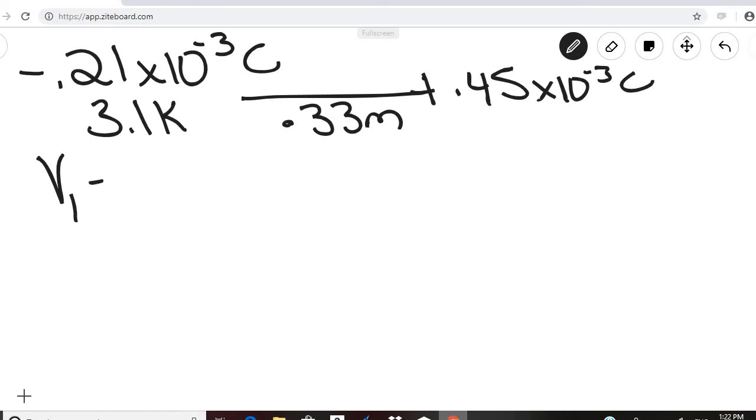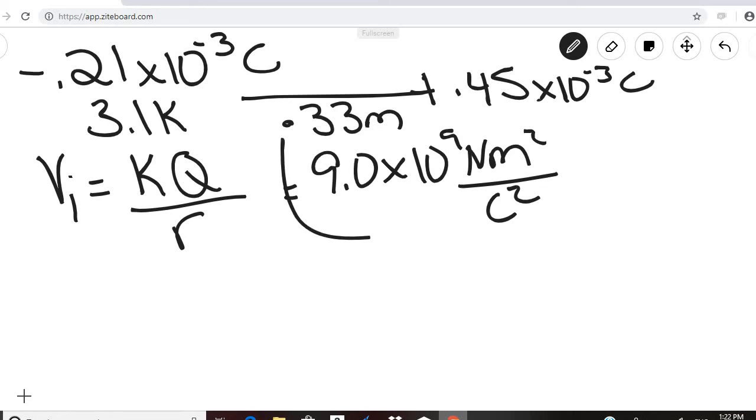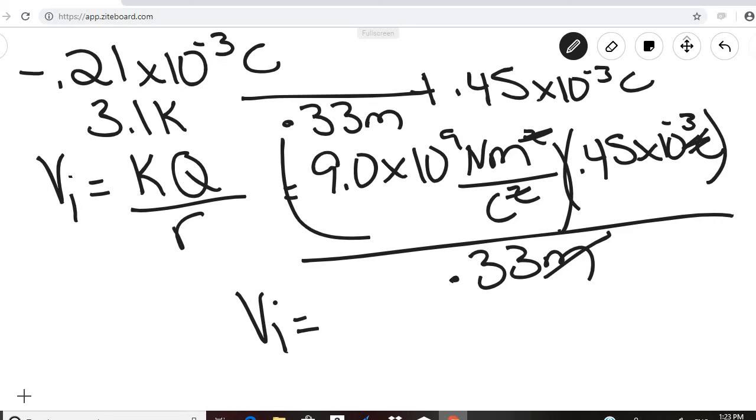So VI is equal to K times Q divided by R. 9.0 times 10 to the 9th Newton meters squared per coulomb squared times the stationary charge, 0.45 times 10 to the negative 3 coulombs, divided by R, which is, they were initially 0.33 meters. And so meters cancel one of the coulombs, so you're left with Newton meters per coulomb. So VI is equal to 1.2 times 10 to the 7 volts.